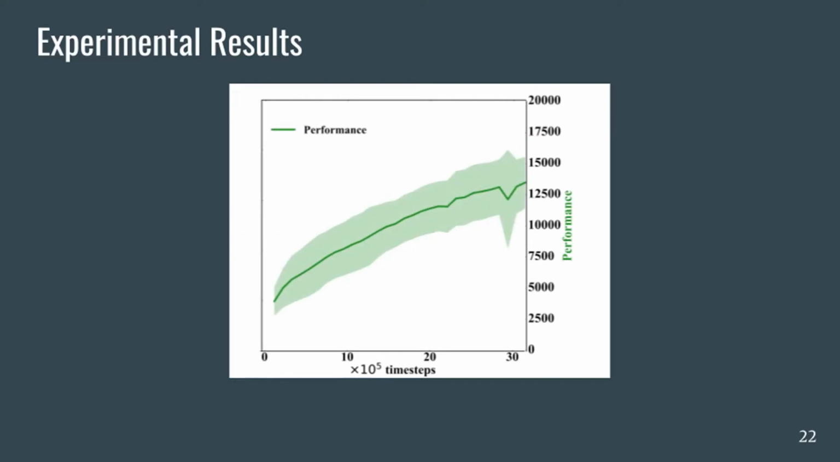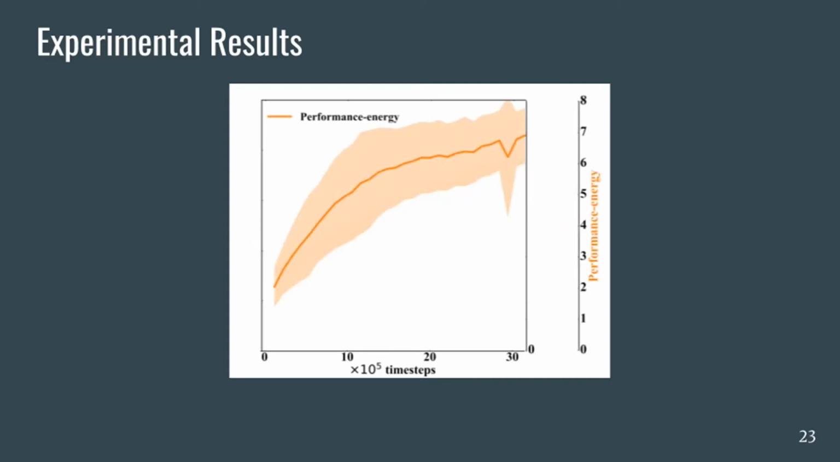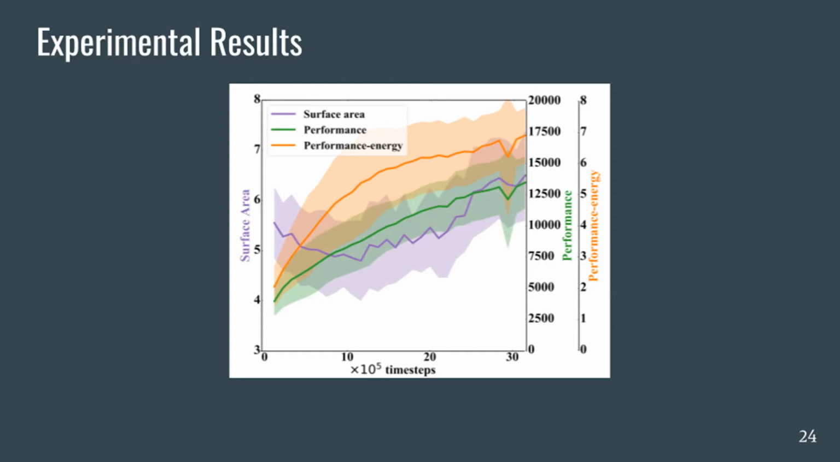The second metric that I have plotted is the performance metric, which is the distance covered by half cheetah in 1000 time steps of simulation. And the last metric, which is the orange curve, is the performance energy metric. This metric is calculated by dividing the performance by the energy consumed during one rollout of simulation. Hence, the performance energy metric is equal to the energy efficiency of the agent. For this graph, I have taken the average of 15 different experiments of half cheetah, and I have also plotted the standard deviation of these 15 experiments, which is shown as shaded area around the average value of each metric.